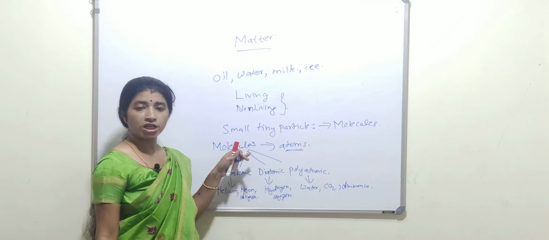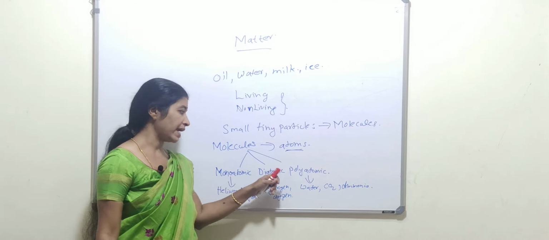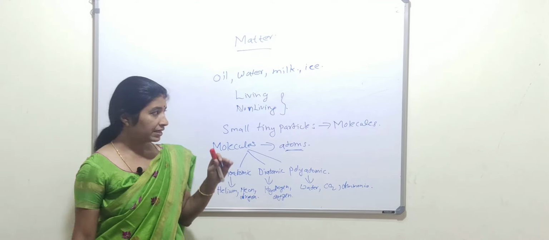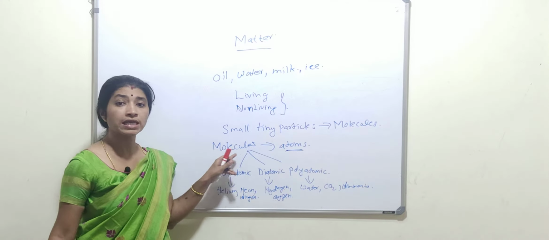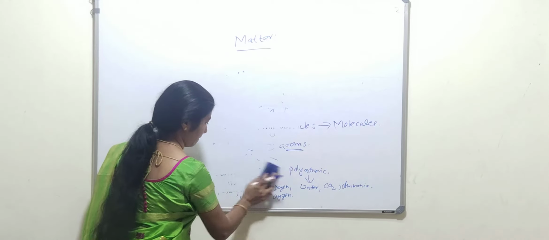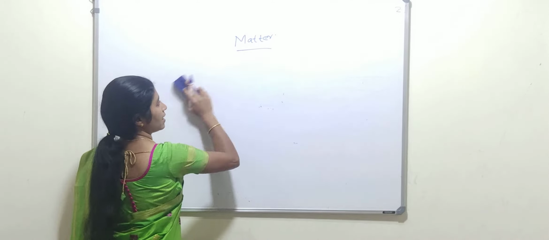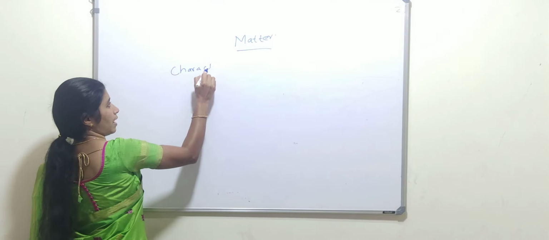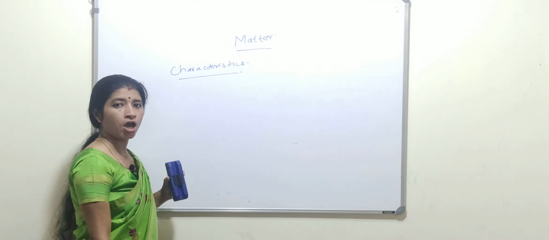So according to the number of atoms present in the molecules, we can classify them as monoatomic, diatomic and polyatomic molecules. Then next we can go for the characteristics of these molecules. There are 4 most important characteristics of molecules.